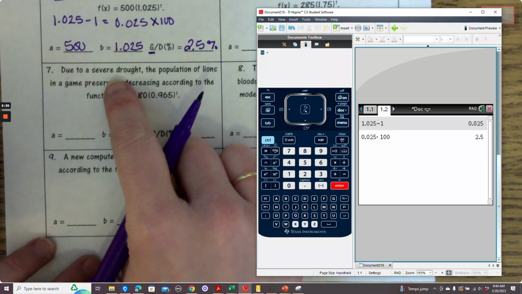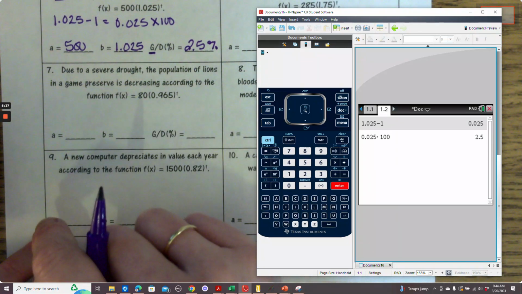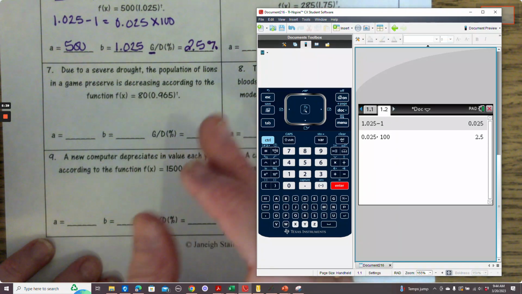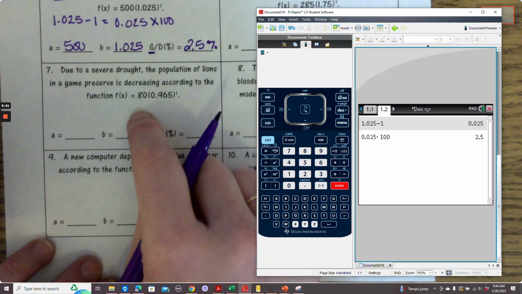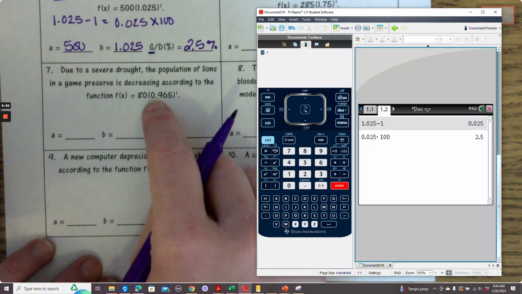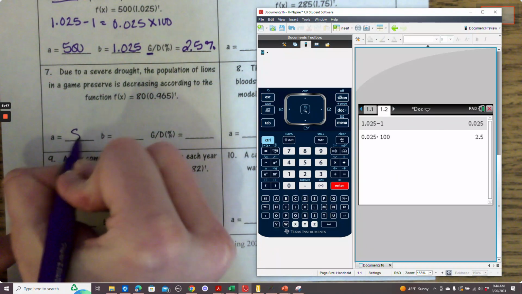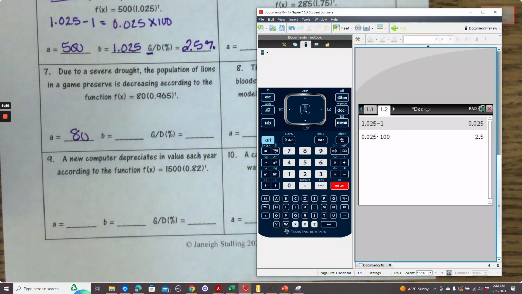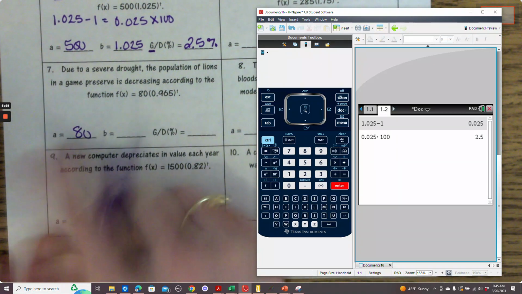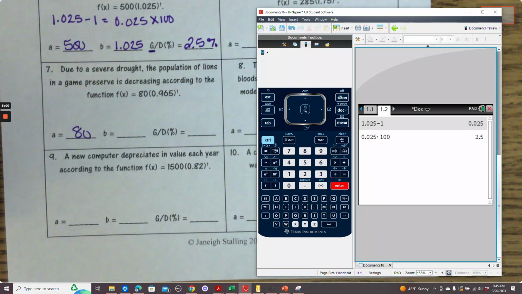All right, number 7. Due to a severe drought, the population of lions in a game preserve is decreasing, according to the function f of x equals 80 times 0.965 to the t power. So the a value is 80. That means when we first counted these lions in this game preserve, there's 80 of them. And that amount's going to keep getting less and less every year. Okay, so again, your a value is your starting amount, your y-intercept. When you start the count or you start the prediction, that's what you're starting with.